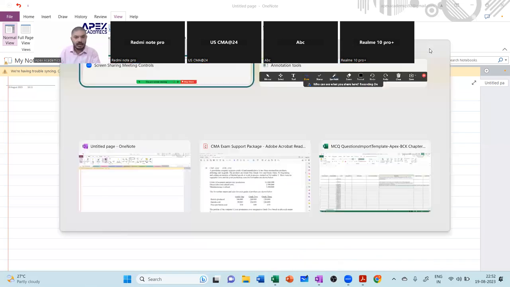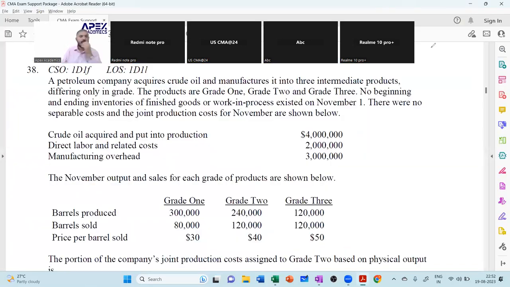And I'm going to the question bank. This is the question bank. Question 38. Joint product costing. I want you to give the heading as joint product costing. When your video comes on YouTube, your heading will be given joint and byproduct costing and activity-based costing today.